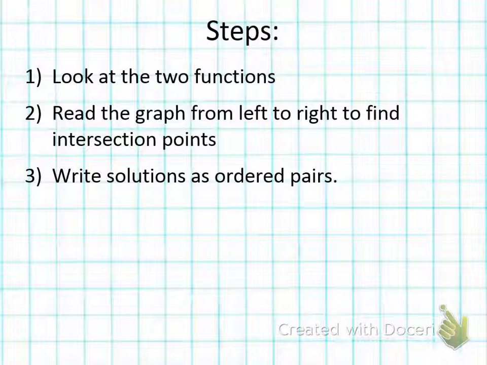Then you're going to read the graph from left to right, just like you read this sentence. Go across the x-axis and see where the two functions intersect. Those points you're going to write as ordered pairs, and those are your solutions to the system. A few more seconds to write these steps down.